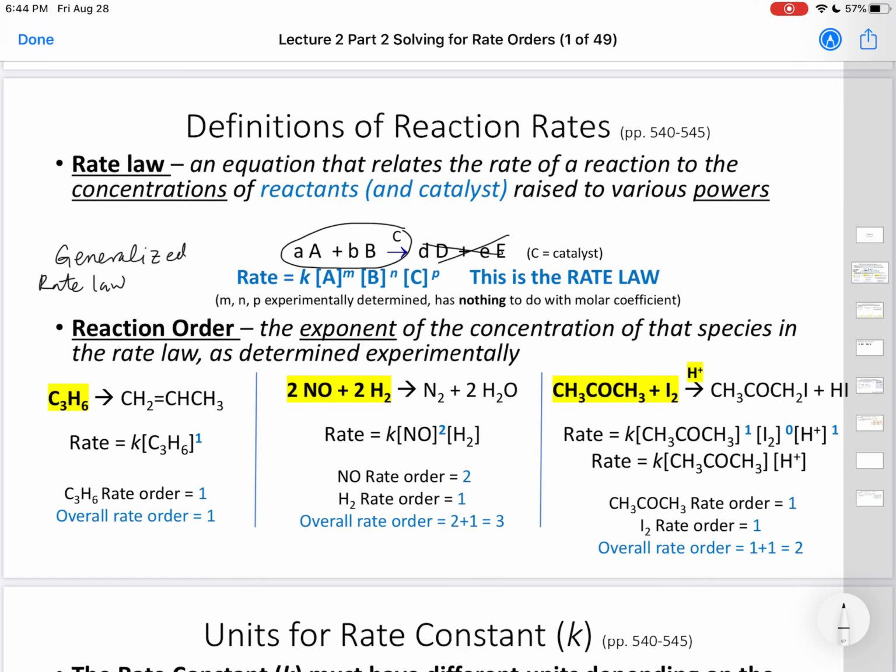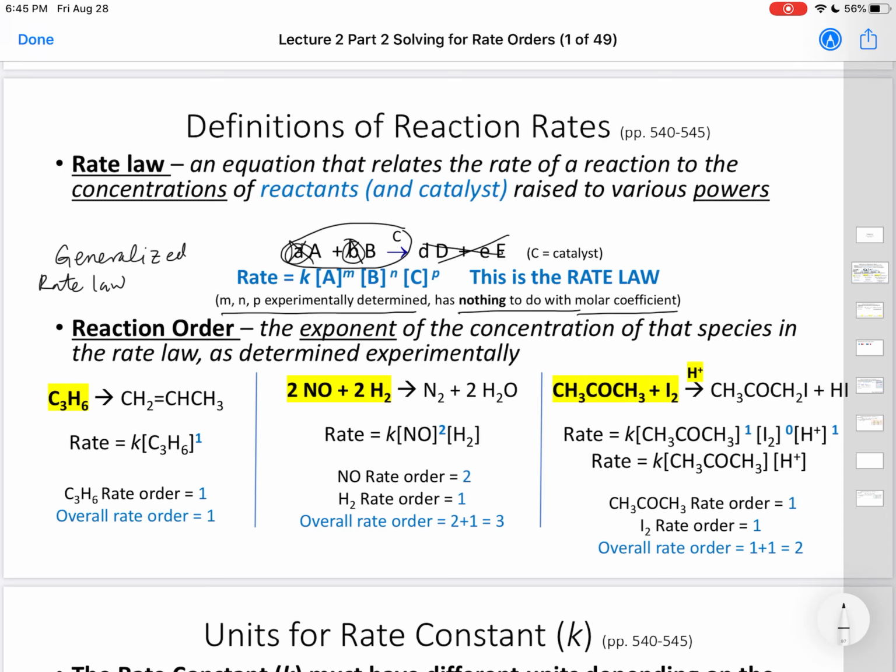Here M, N, and P are experimentally determined and have to do with the rate order, not the stoichiometric coefficient or the molar coefficient. It has nothing to do with this A and this B in the generalized rate law. So M, N, and P are the exponents related to the concentration of that species in the rate law, and these orders are experimentally determined.